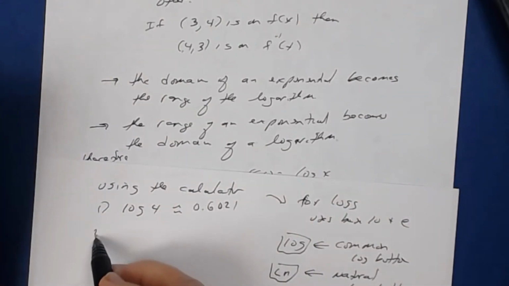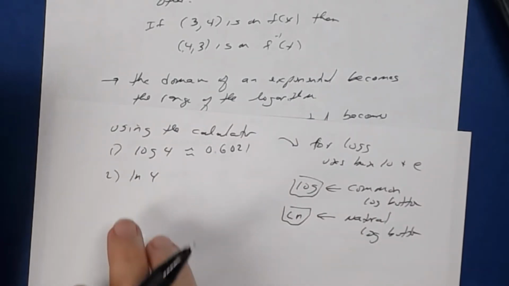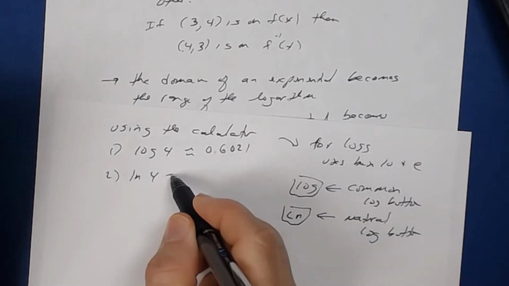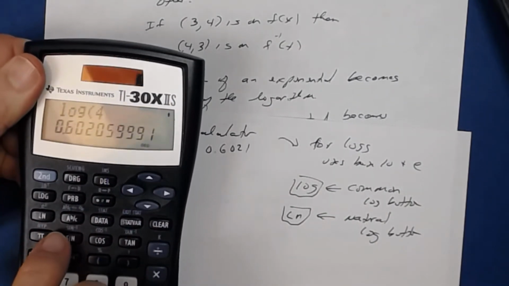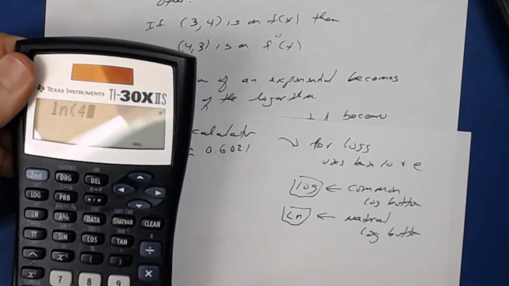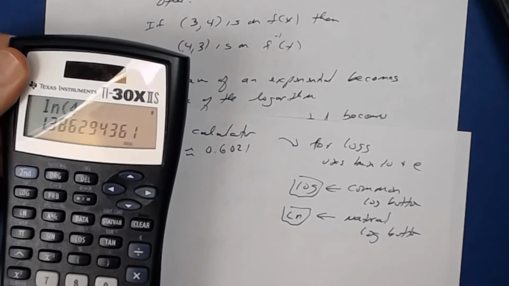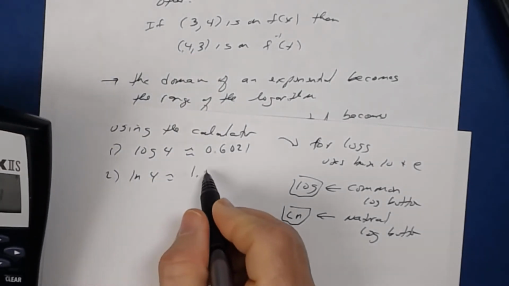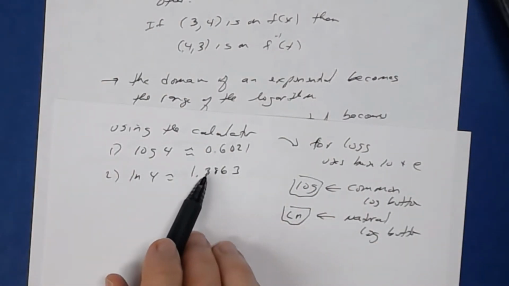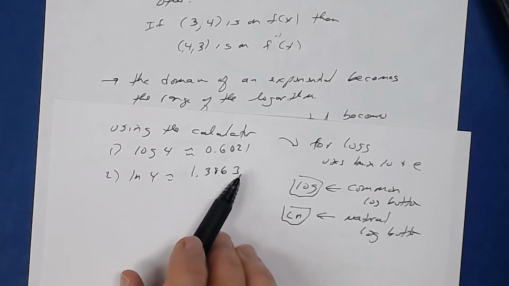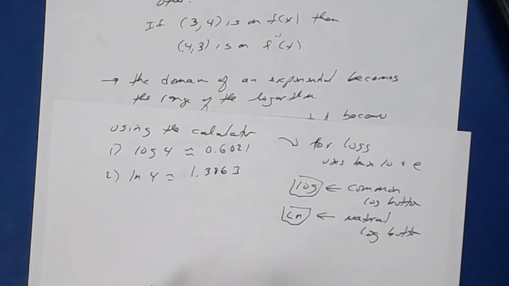Number 2, what is the natural logarithm of 4? Obviously, that's not going to be the same answer. So let's do the natural logarithm now. You press the ln button. Natural logarithm of 4, press equal, and you get 1.3863, to 4 decimal places.